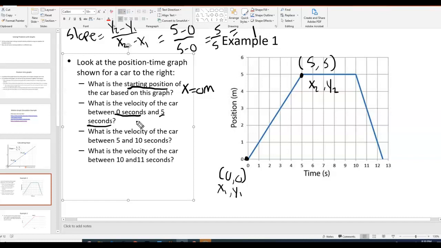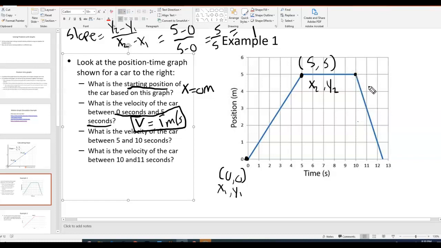And so for the velocity, I would write v equals 1 meter per second. So this object is traveling forwards. It has a positive velocity, and it's traveling forwards at 1 meter per second, and it keeps going like that for 5 seconds. Now the next question says, what is the velocity of the car between 5 and 10 seconds? Between 5 seconds, that's right here, and 10 seconds, it's right here, what is the car doing?